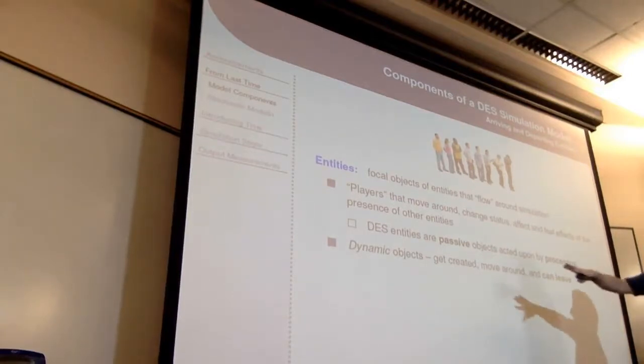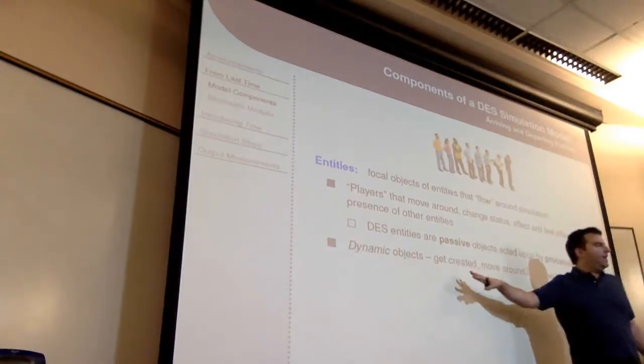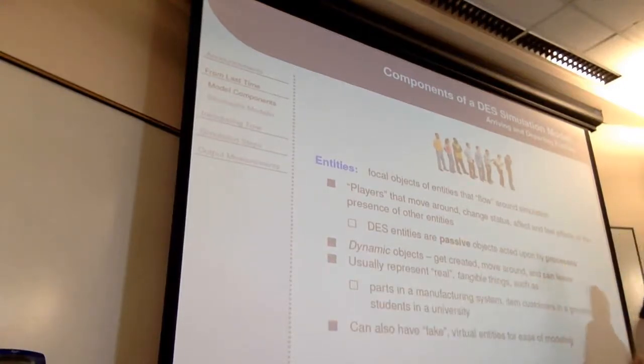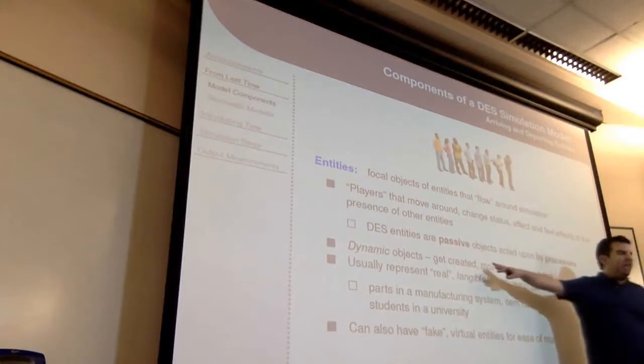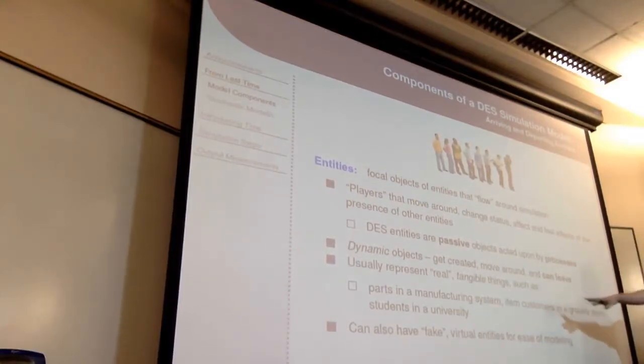So these are effectively the players that move around the simulation. You can view them as sort of passively being shuttled around these processes. They are dynamic. They get created. They can have attributes that can be changed. I'll get to attributes here in a second. They usually represent real things.